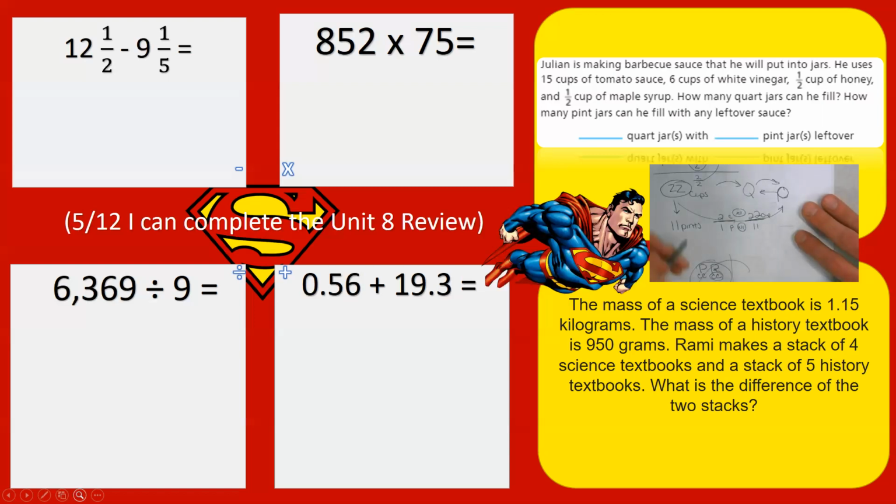So I have 11 total pints, but the question was how many quarts do we have with how many leftover pints? So I have 11 pints. I want to figure out how many quarts that is. It takes 2 pints to make 1 quart. So 2 pints makes 1 quart. And then I have 11 pints. So this is going to be times 5 and a half, right? So I know I have 5 full quarts.